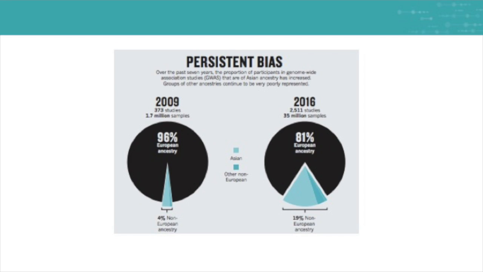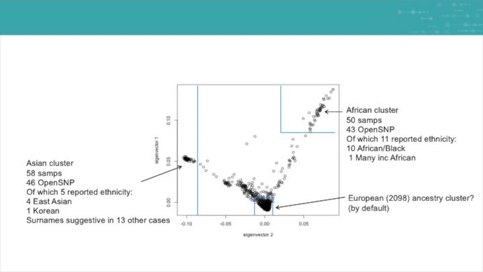So how does this compare to my 23andMe? That was my question, and that's what we found. Around 95% really are European, and around 2% Asian and 2% African.